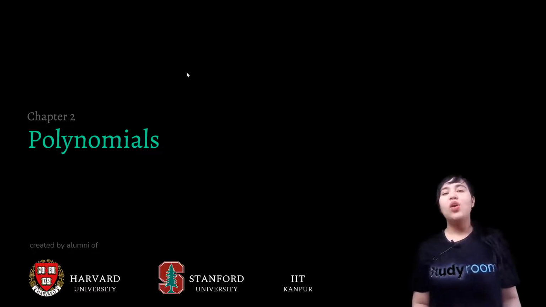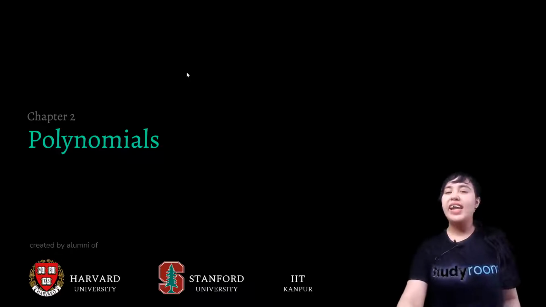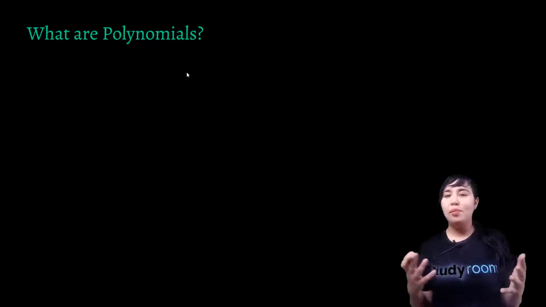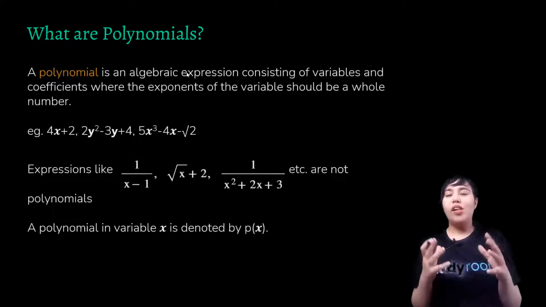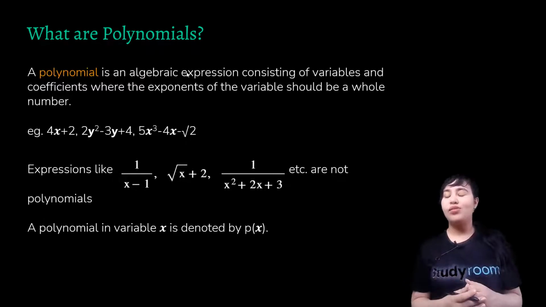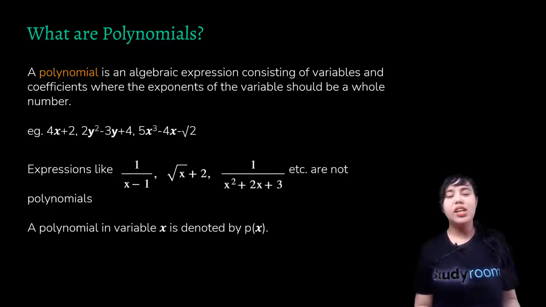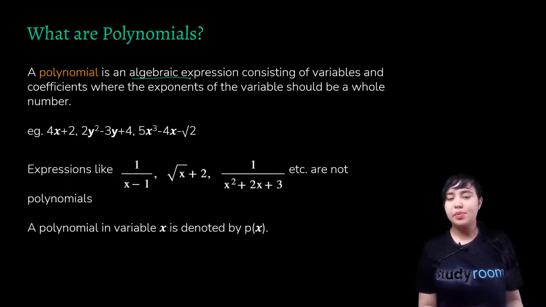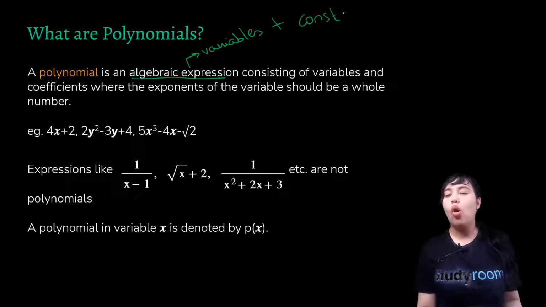So today we will be doing chapter 2, which is polynomials. So finally we give a start to algebra. So what are polynomials? Polynomials are the building blocks of algebra. So they are very important. Basically they are algebraic expressions, which means that they have some variables which have changing values, and we have some constants or coefficients which have fixed values.